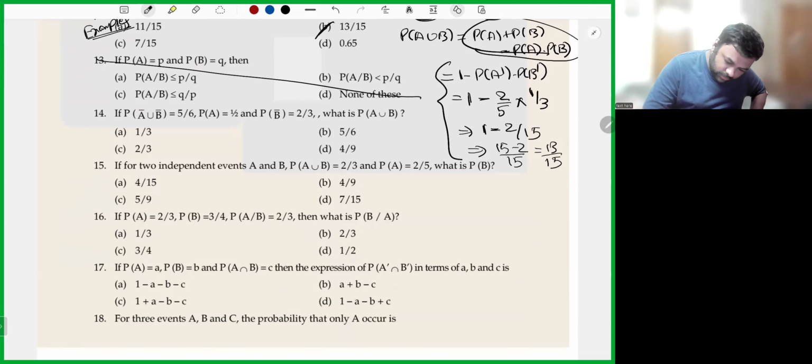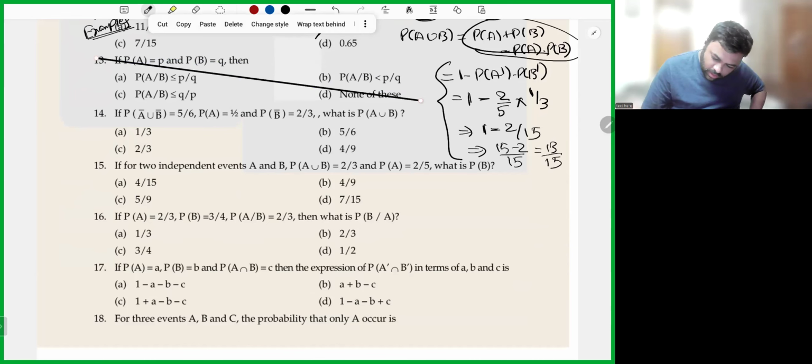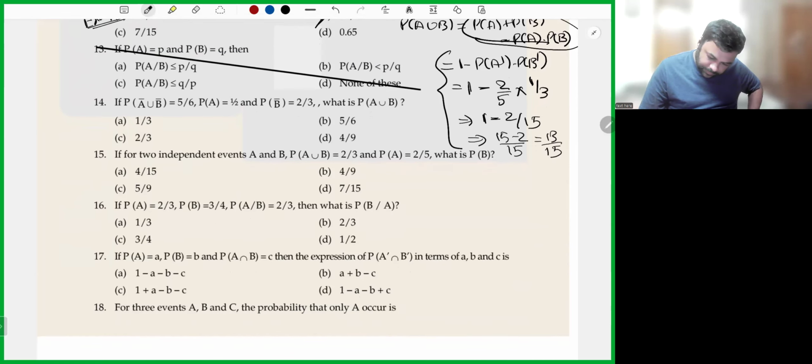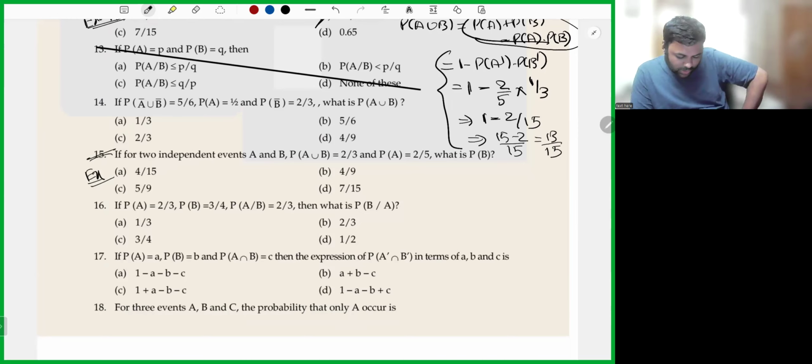13th one will not do. There is some error in that. Next. 15th one, we have already done this in examples. Now, let's do this 14, 16, and 17. First, let's do question number 14. He's telling P of A complement union B complement is 5 by 6. P of A is 1 by 2. P of B complement is 2 by 3. He's asking P of A union B. Okay, let's do it.